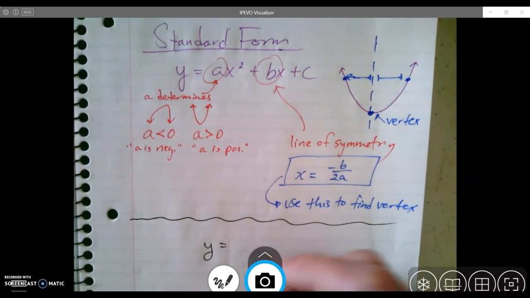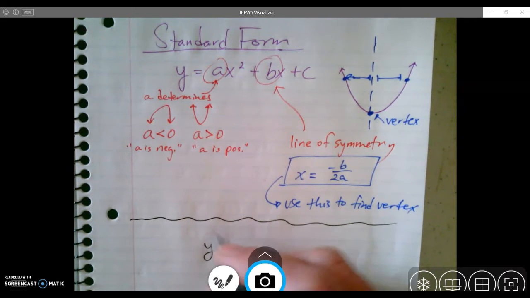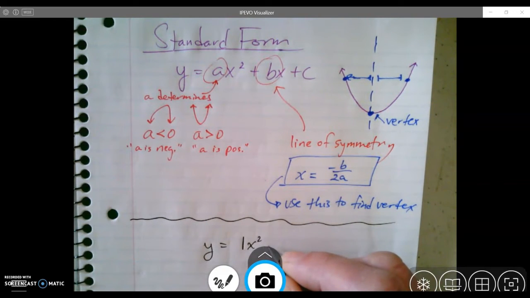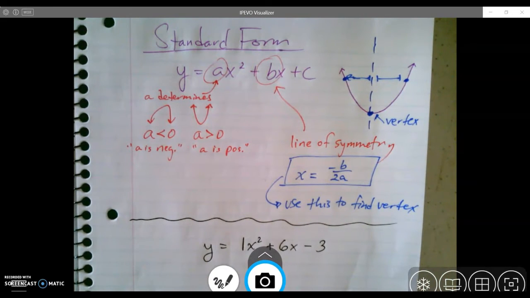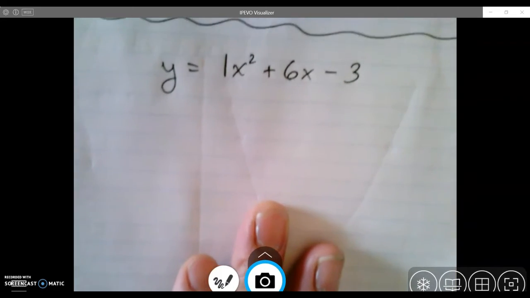So let's zoom out a little bit. I'll put the example right here and we'll run through with some actual numbers. For our first one, we'll just make a equal 1: x squared plus 6x minus 3. We'll just make that one up. I really don't know what this one looks like. Okay, so there's our parabola.